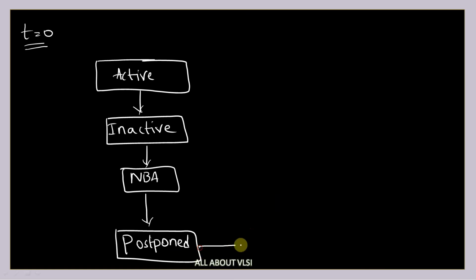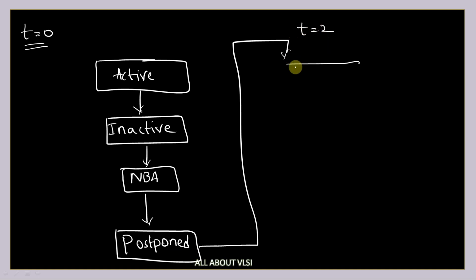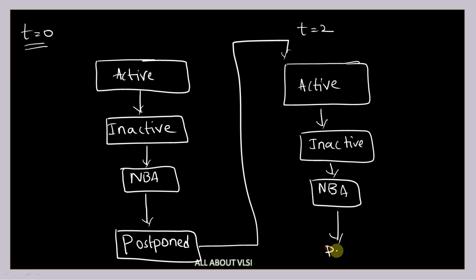So after this the compiler is going to the next time slot, that is t is equal to 2. For t is equal to 2 also, again events will be created. So the compiler is going to execute these events one by one. One is active, and if we have one more time slot, then it will go to the next time slot which is present, or else the simulation will end.